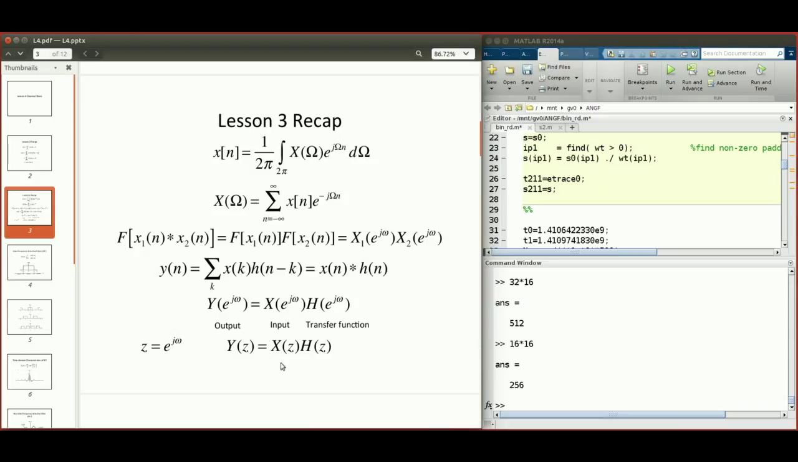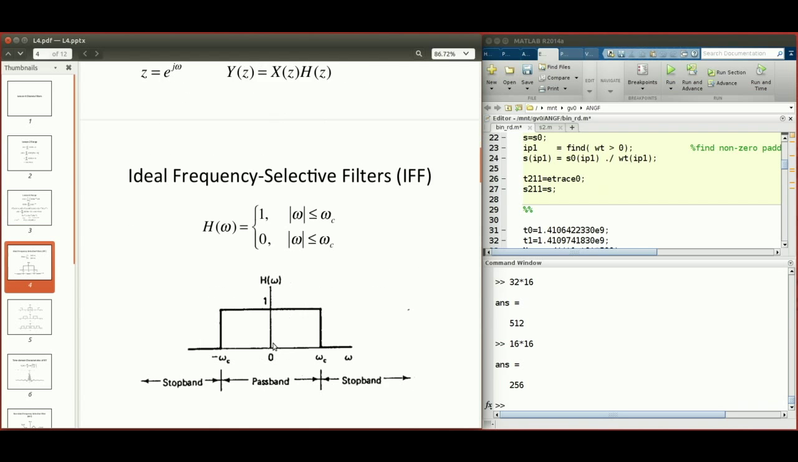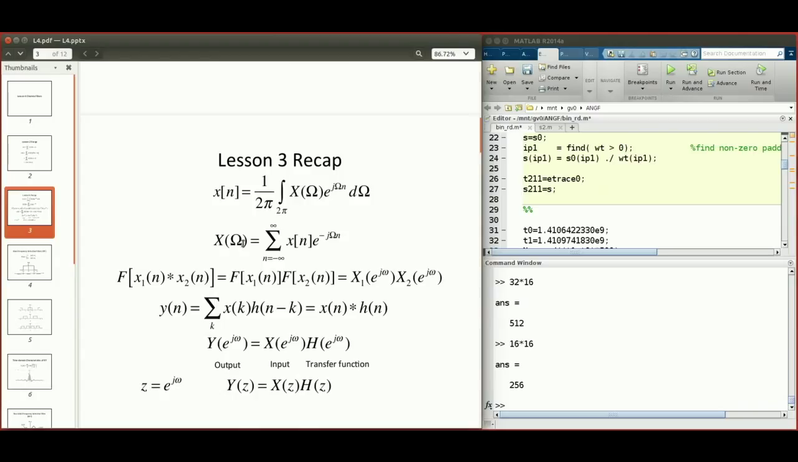And that's probably one of the most important results from lesson 3. In lesson 3, we talked about lots of results. For example, the Fourier transform has many useful properties, the sampling theorem, and some other things. But in lesson 4, we're going to use this representation to manipulate our signal.